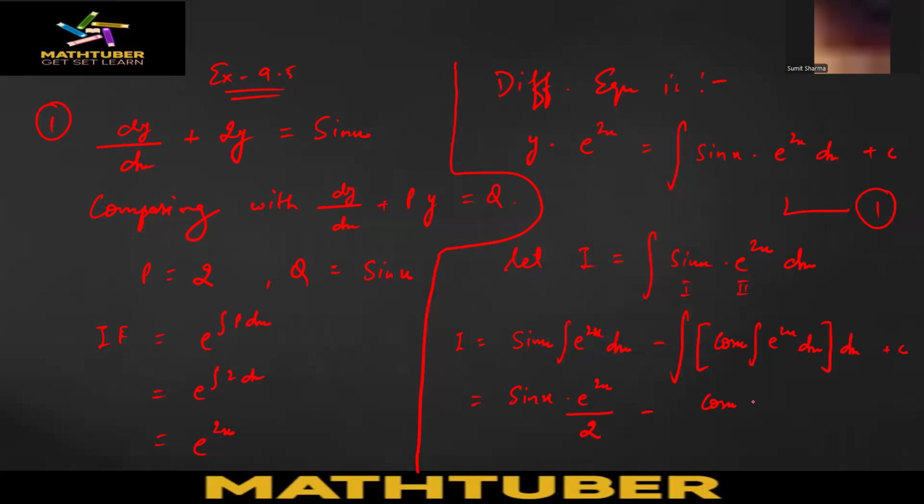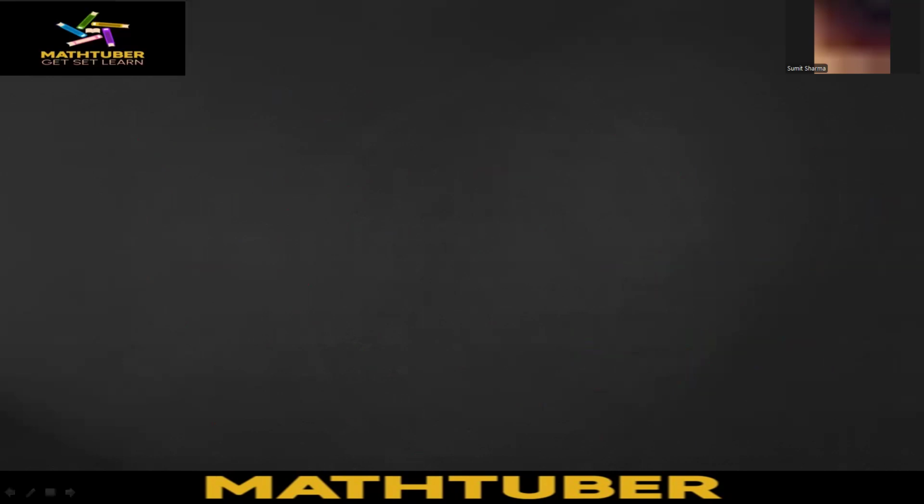cos x into e raised to power 2x upon 2 plus c, and the integration of this one. And after that, we have to apply the integration by parts again. We will take this 1 by 2 outside of the integral. So let's write it again here.